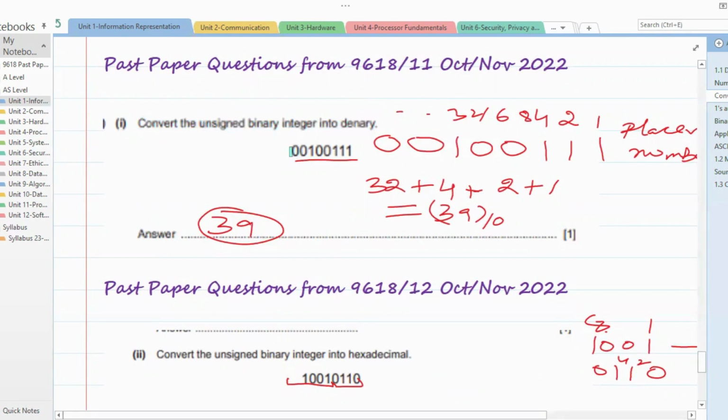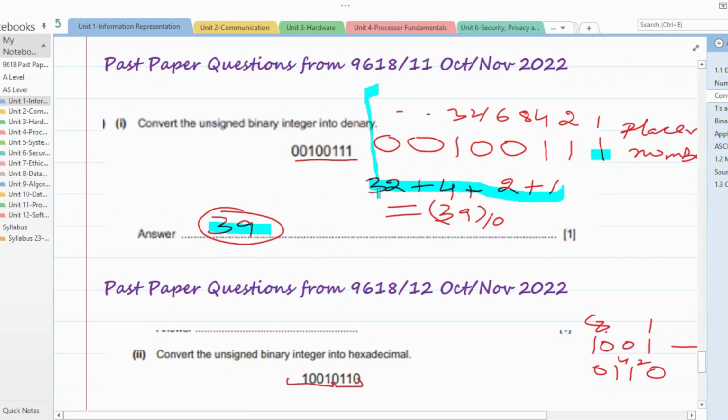The number given here is 00100111. They have not asked for any working, but I have shown working here so that you understand how I reached this conclusion. You simply have to write the final answer. For binary to denary, I have written the number here, then the place values up there, and added all the place values wherever there is a 1. So 1 is under 32, under 4, under 2, and under 1. So I have added 32 plus 4 plus 2 plus 1. So the answer is 39. Simple.